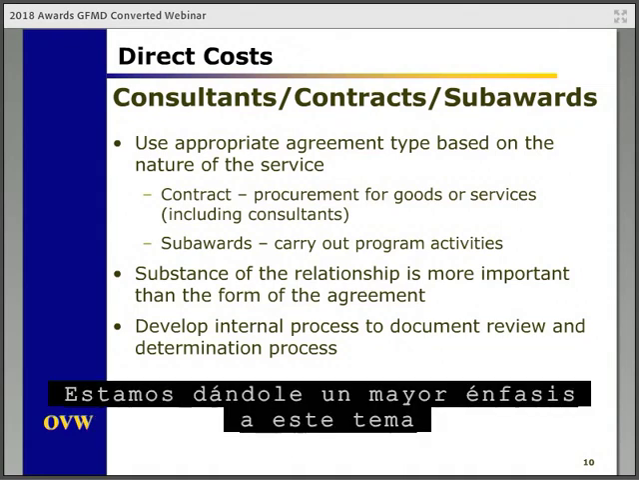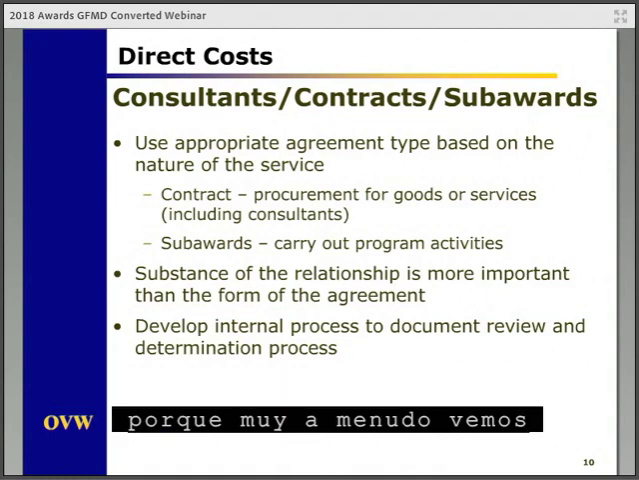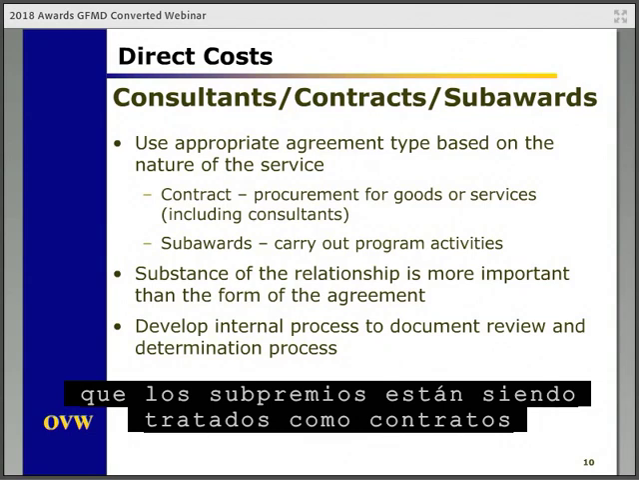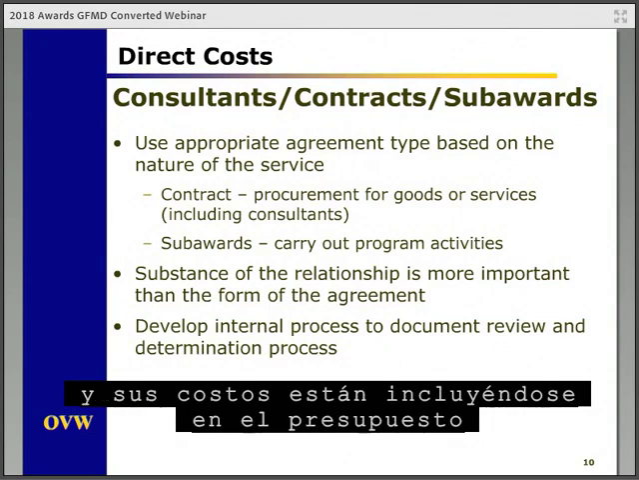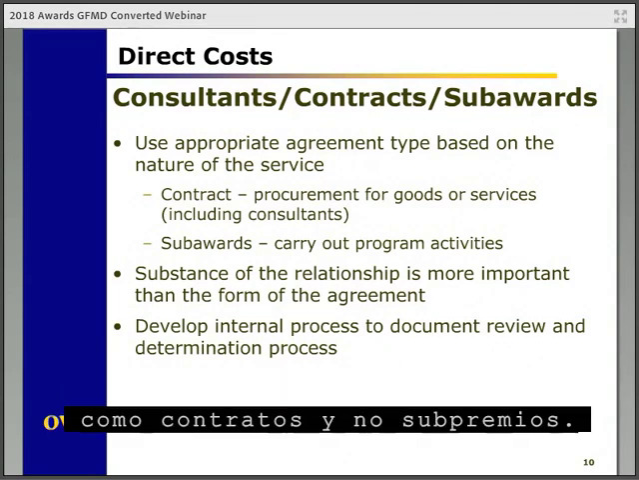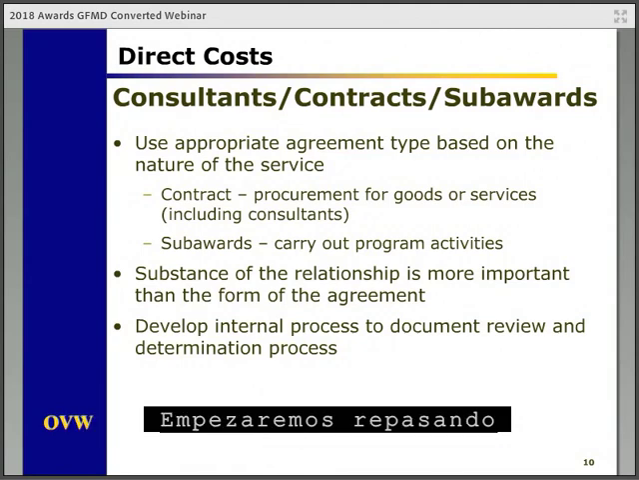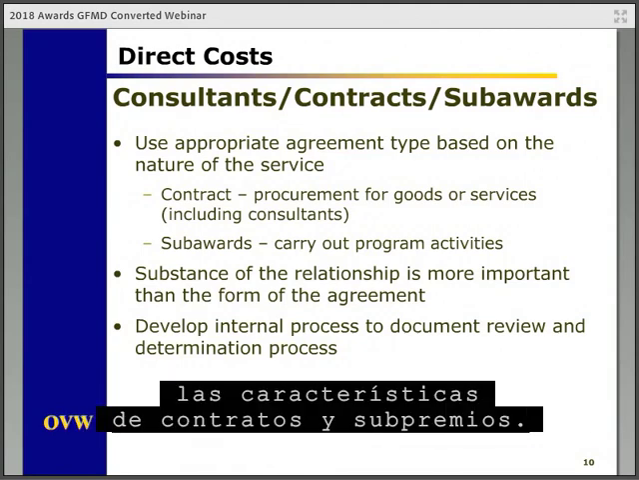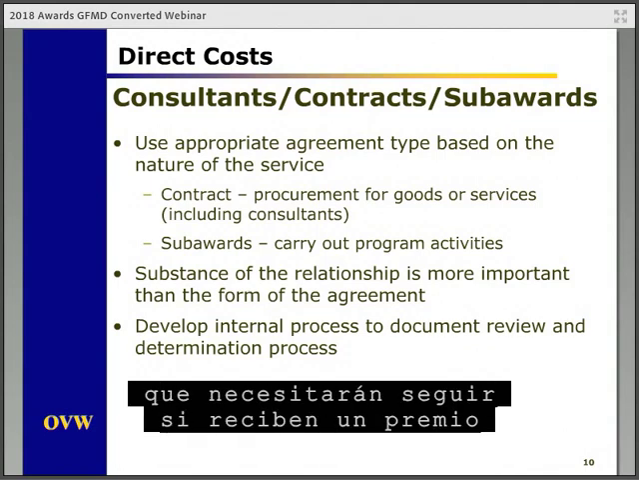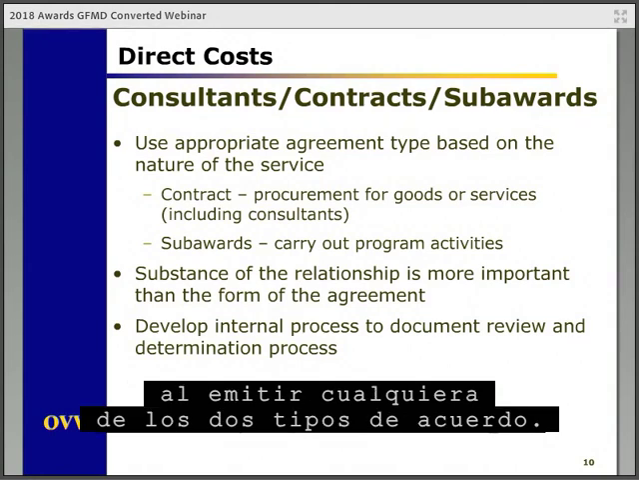We're placing a greater emphasis on this topic because we see far too often that subawards are being treated like contracts and their costs are being broken down in the budget like contracts and not subawards. We're going to start off by going through the characteristics of contracts and subawards. Then we'll go through the requirements that you'll need to follow if you're awarded when issuing either agreement type.